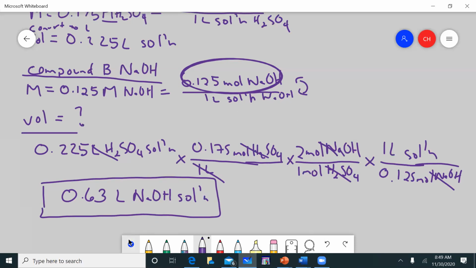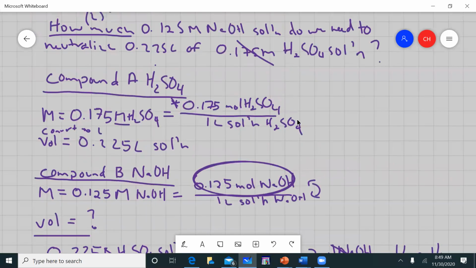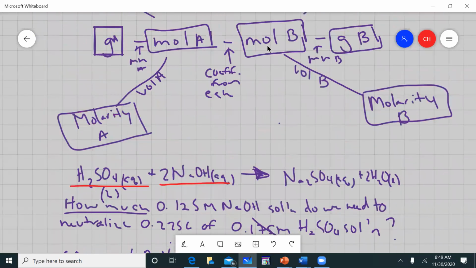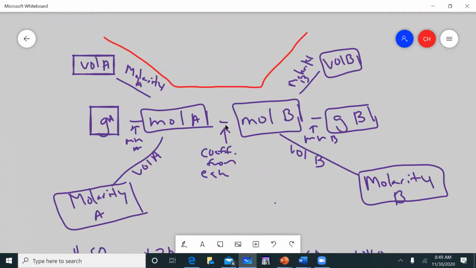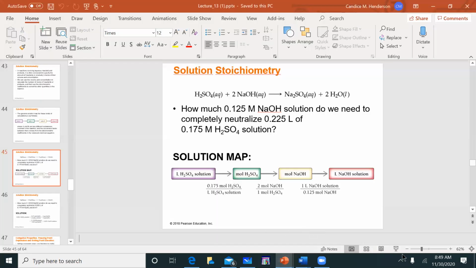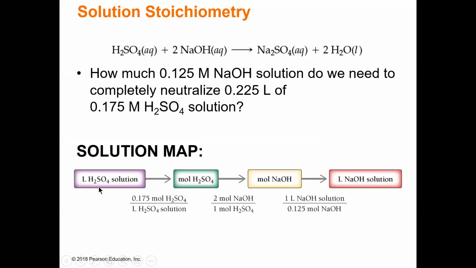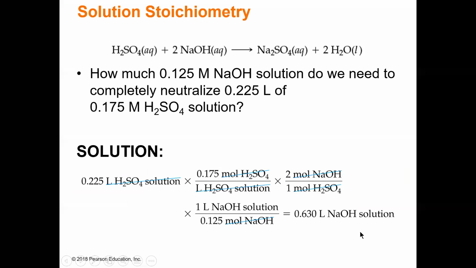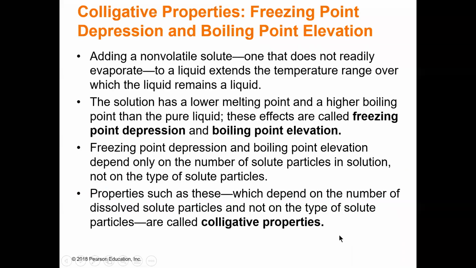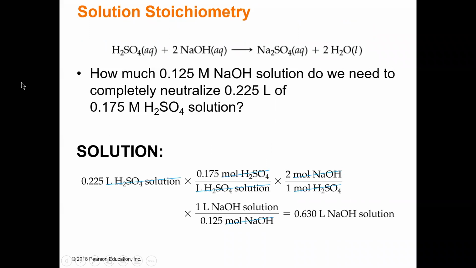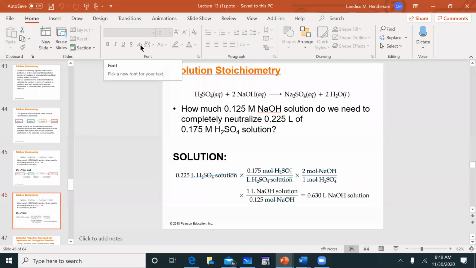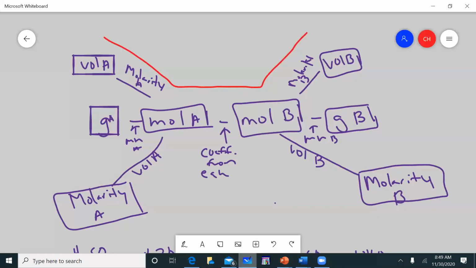So make sure you have this sort of master flow chart available to you when you're working through your exam. And so they sort of set it up the same way. They say, hey, you want to go from liters of the initial into moles of compound A, into moles of compound B, into volume of compound B. And they get the same answer as we do. We're going to do a couple more practice problems with that though before we finish up.